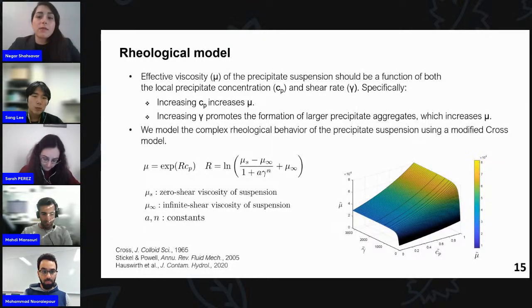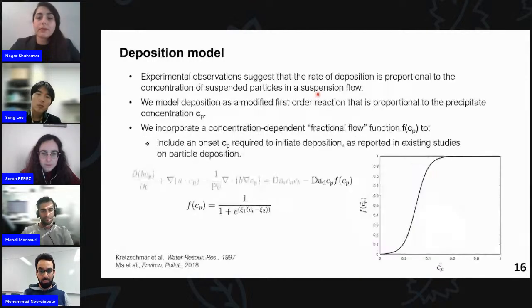From our experiments, we could see that the effective viscosity of the precipitate suspension should be a function of both the local concentration of precipitation and also the shear rate. So intuitively, increasing the concentration increases the effective viscosity, but also increasing shear rate increases the viscosity due to formation of larger aggregates. So in order to model this complex rheology behavior, we used a modified Cross model.